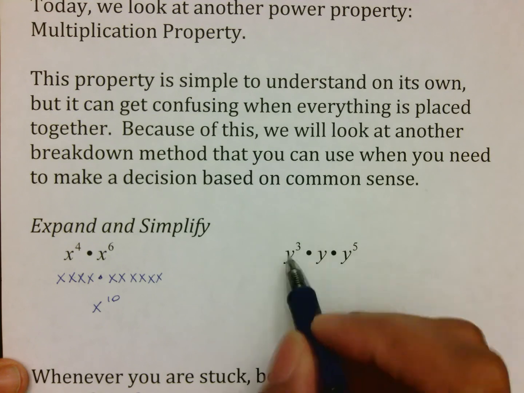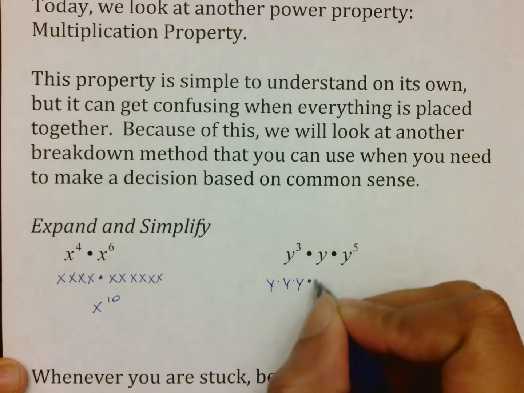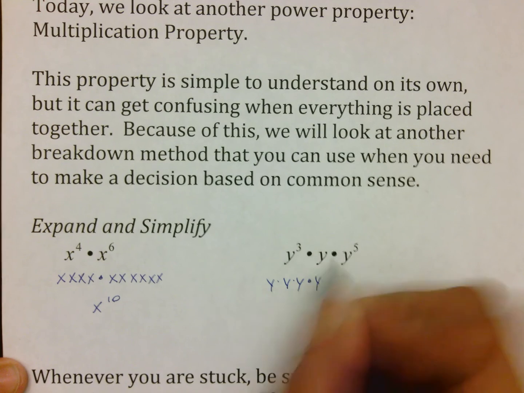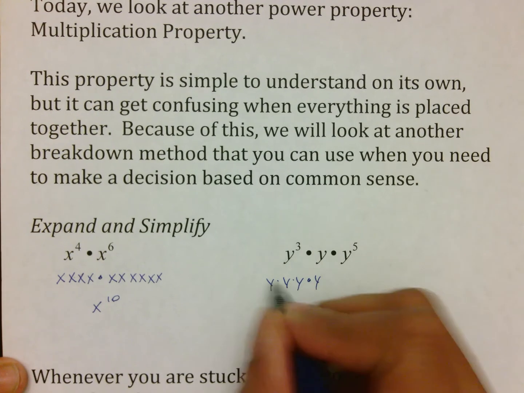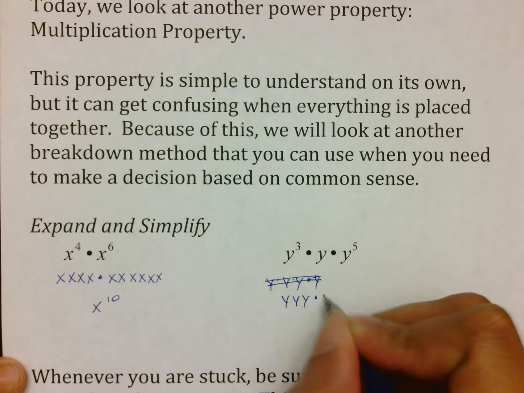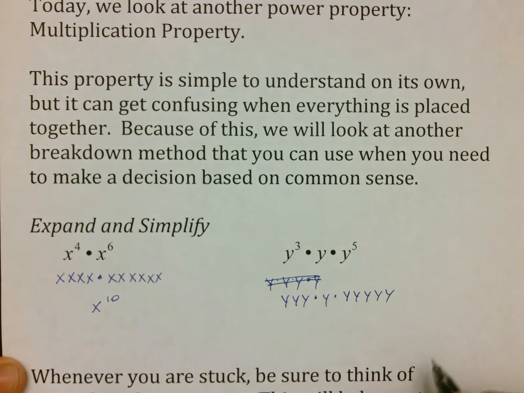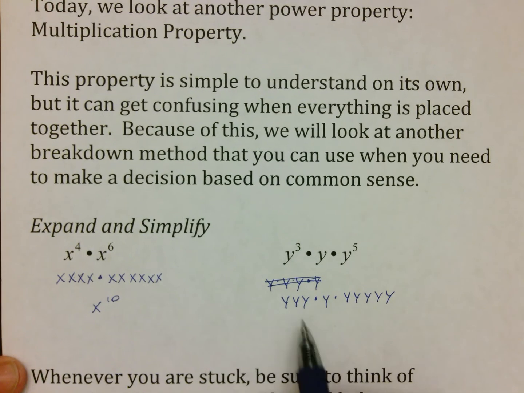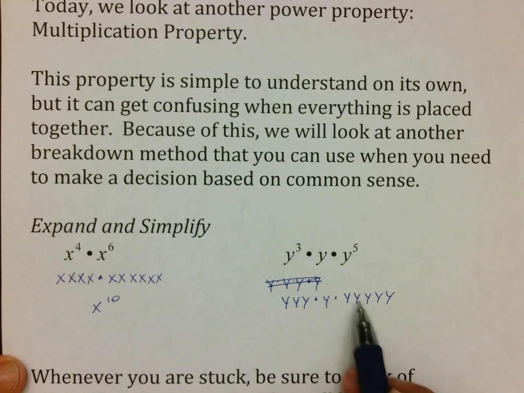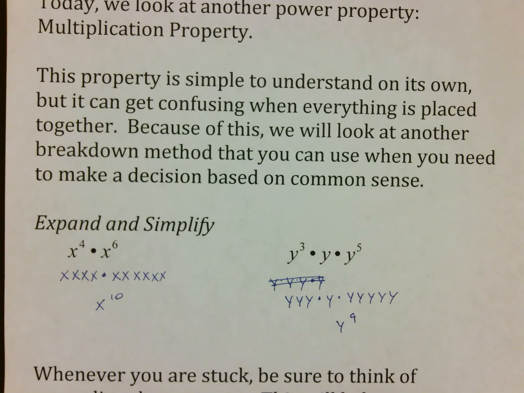Same thing over here. Y to the third is y times y times y. I'll do that again for you, I'm sorry. So it's 3 y's here times a regular y times 5 y's. And again, when you push all those back together, you get 1, 2, 3, 4, 5, 6, 7, 8, 9 y's as your answer.